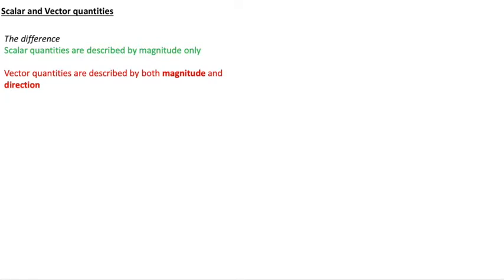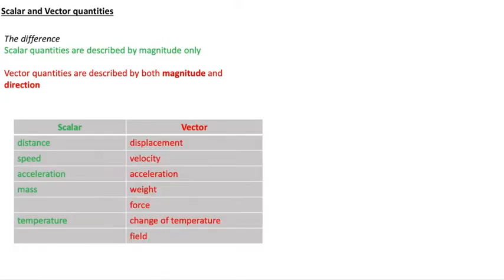So we can have a little look at a table which shows the difference. If we look at distance, that's a scalar. That just says how far something is, but displacement says how far it is and in what direction. Similarly for speed. Speed tells us how fast something's going, velocity tells us how fast it's going and in what direction, and so on. Acceleration is a bit of a problem because we don't have a separate word for the scalar versus the vector, but the context will tell you which you're dealing with.